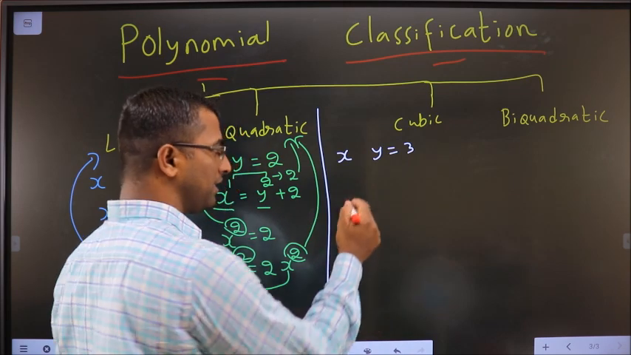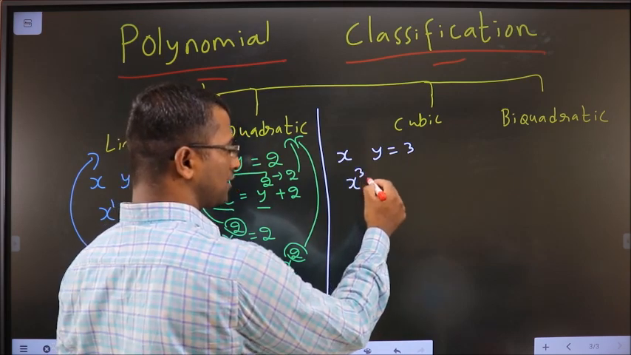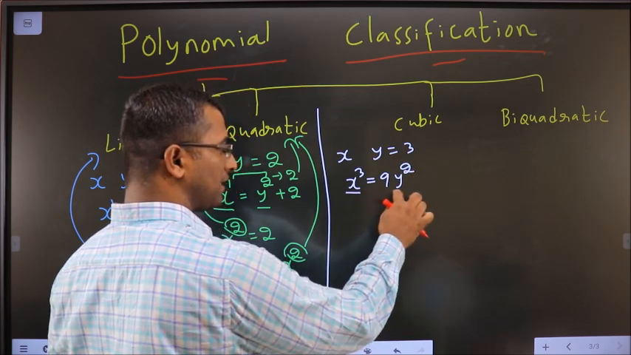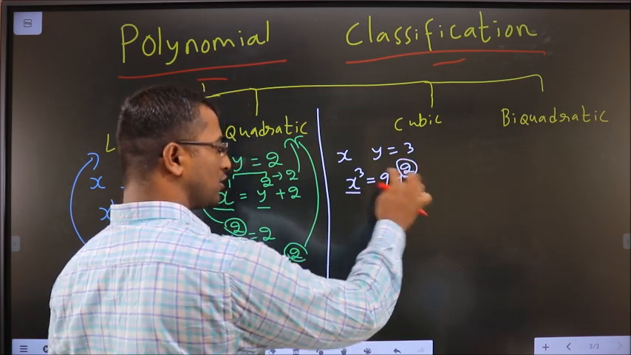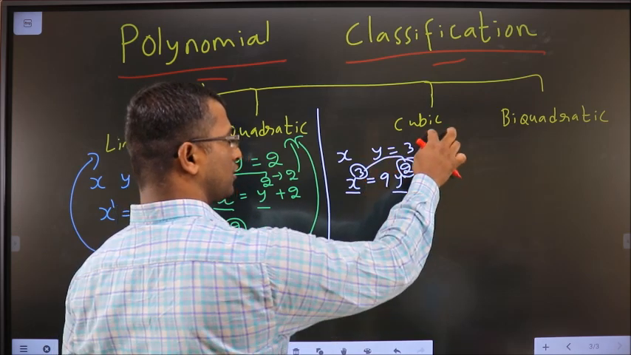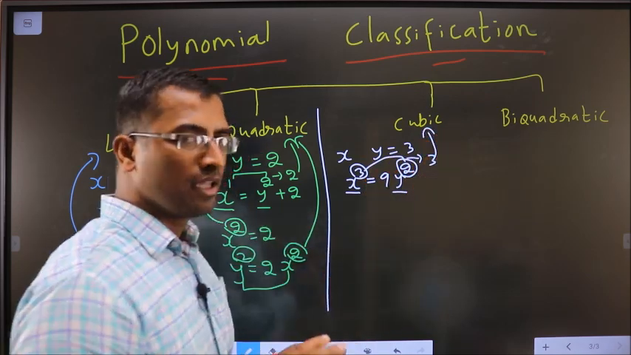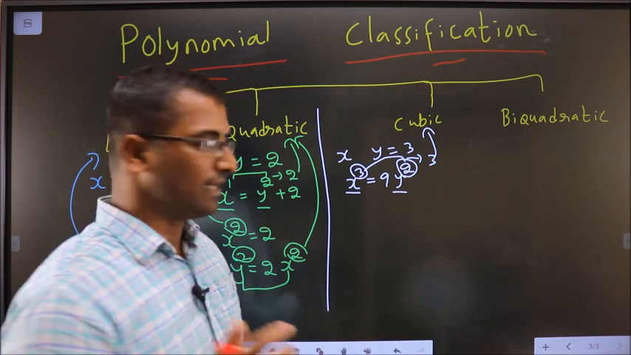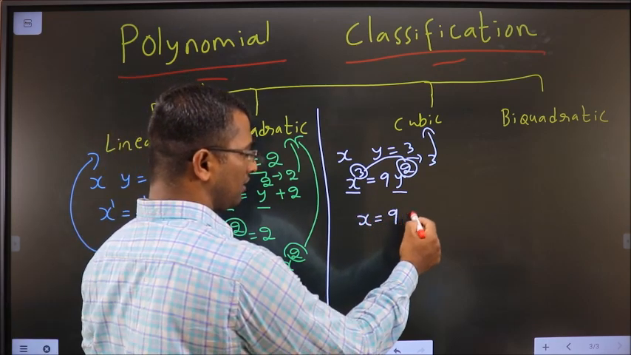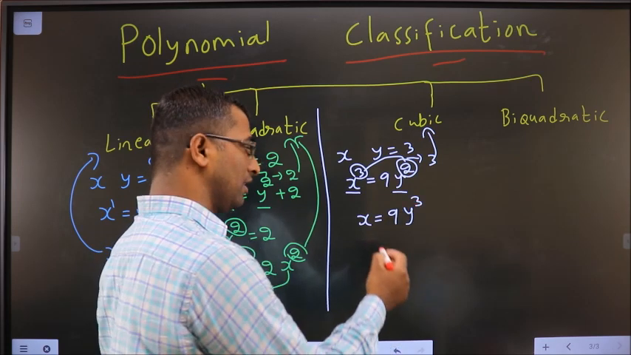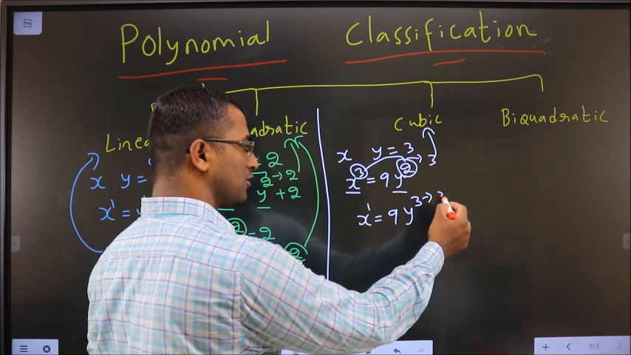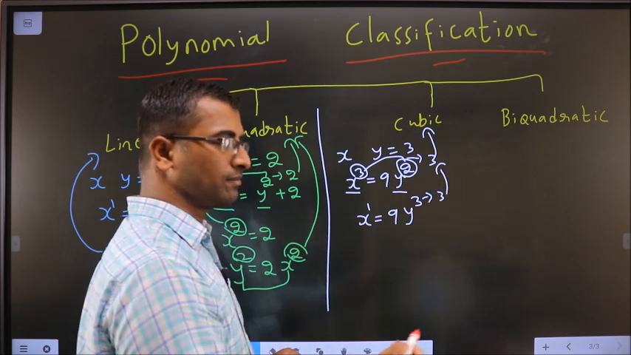For example, let us say x cube equal to 9y square. Both x and y are present, power on y is 2, power on x is 3. Of these two, highest is 3. So this is called cubic. Highest power should be 3. Let us say x equal to 9y cube. Here power on x is 1, power on y is 3. Highest is 3, so it's called cubic.